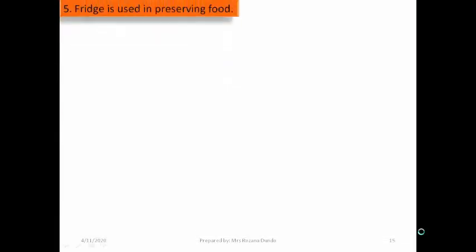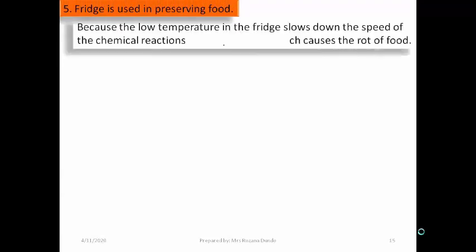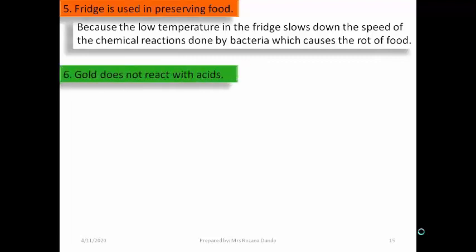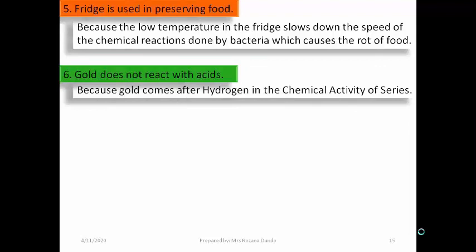Question 5. Give reasons. A fridge is used in preserving food because the low temperature in the fridge slows down the speed of the chemical reactions done by bacteria, which cause the rot of food. Gold does not react with acids because gold comes after hydrogen in the chemical activity series.